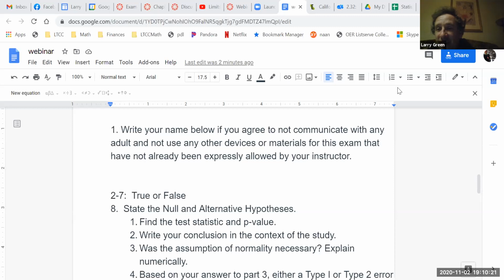Question number 1 is exactly the same question as question number 1 on your first exam, and it's the only one that's exactly the same. And if you can't answer question 1, I give you a 0 on the entire exam. Either it means that you forgot your name and then you deserve a 0 because you should know your name, or it means that you want to cheat and then you deserve a 0 also. And that is, you agree not to communicate with any adult and not use any other devices or materials for this exam that have not already been expressly allowed by your instructor.